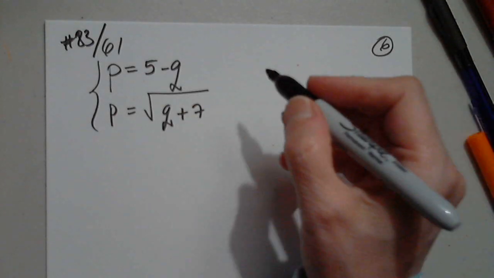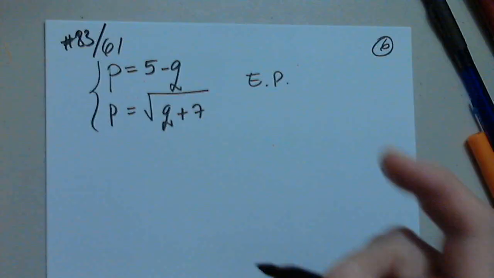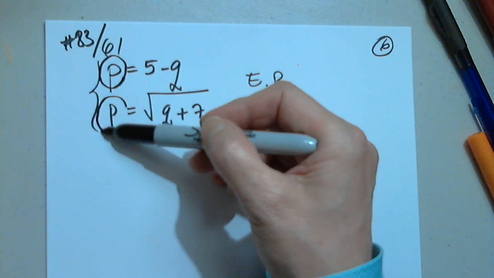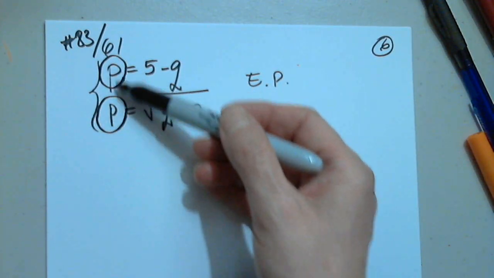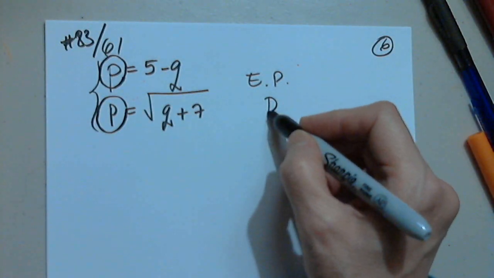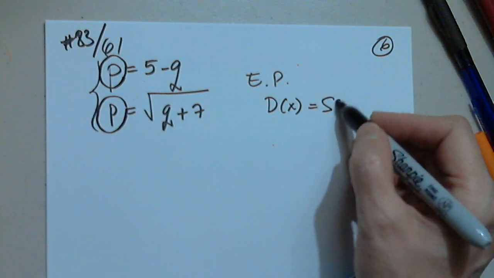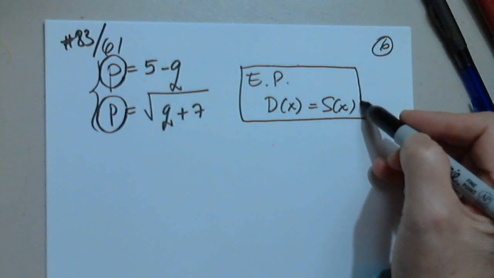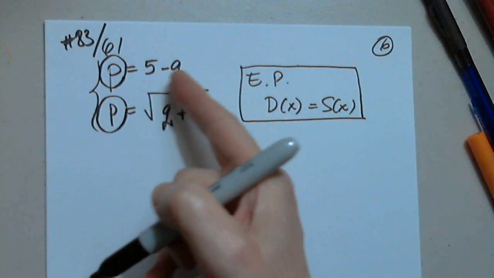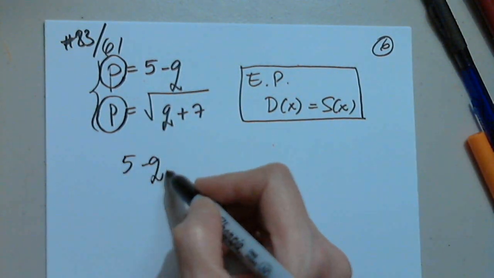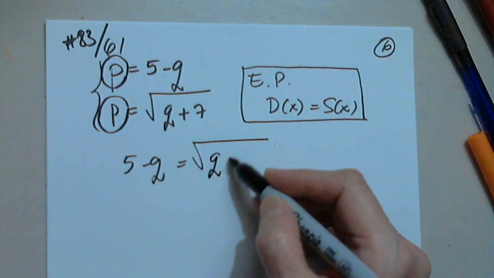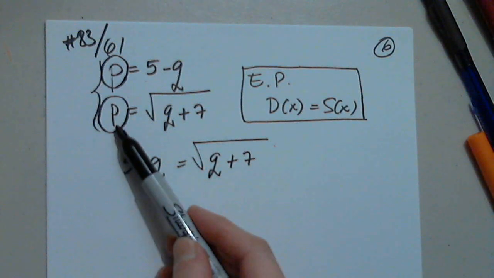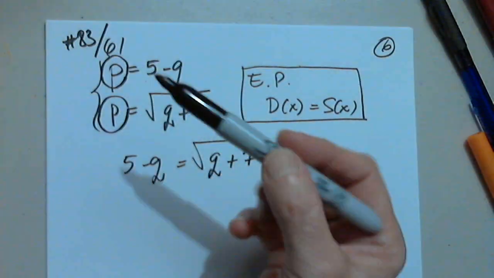So we're asked to find the equilibrium point. At the equilibrium point, the demand function and the supply function, demand equals supply. At the equilibrium point, the two functions have to equal each other. So then 5 minus Q equals the square root of Q plus 7. We're using substitution. So basically, I replace this P by 5 minus Q, same thing.